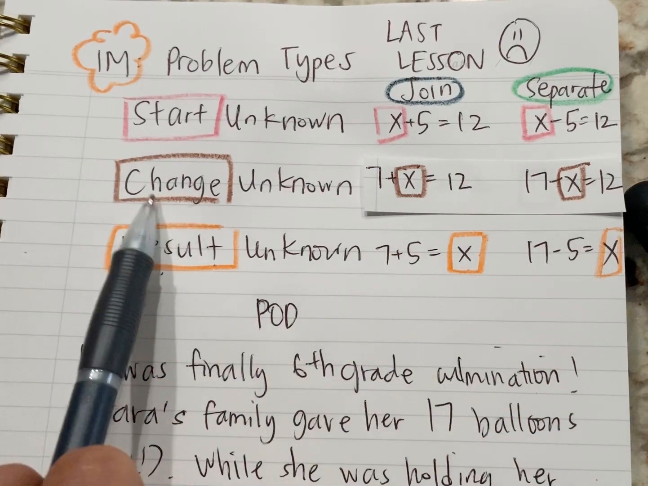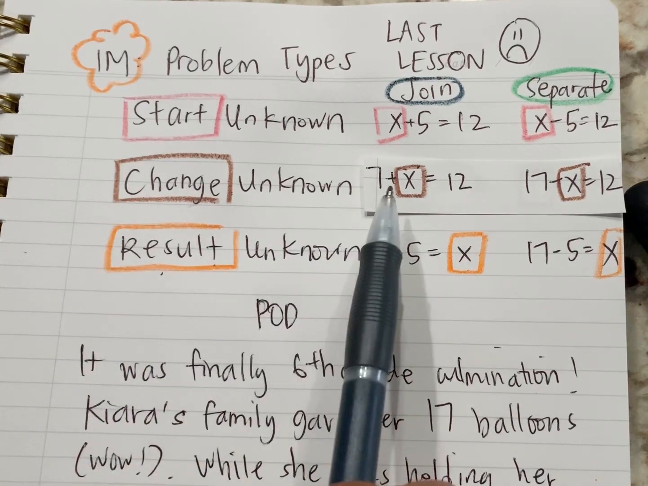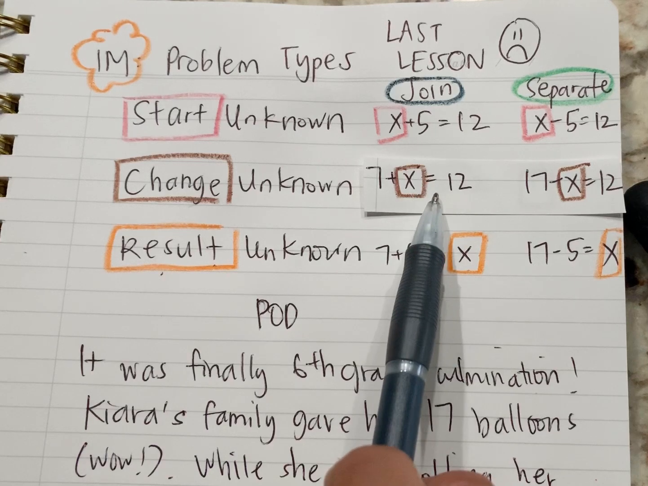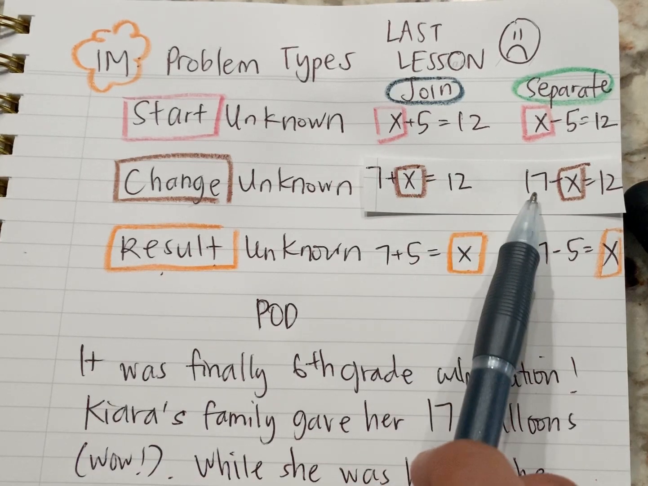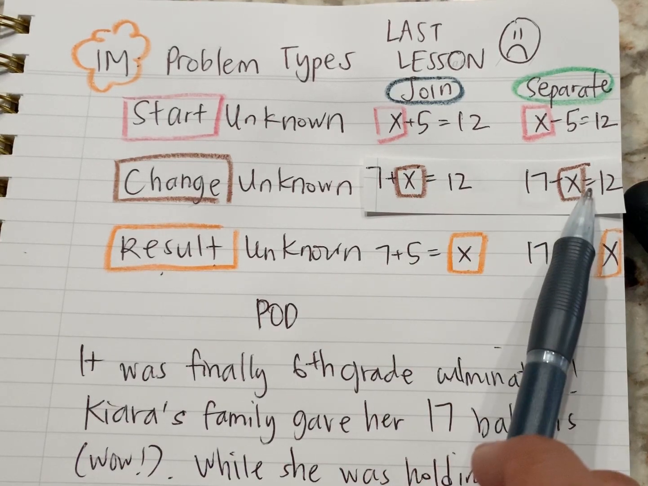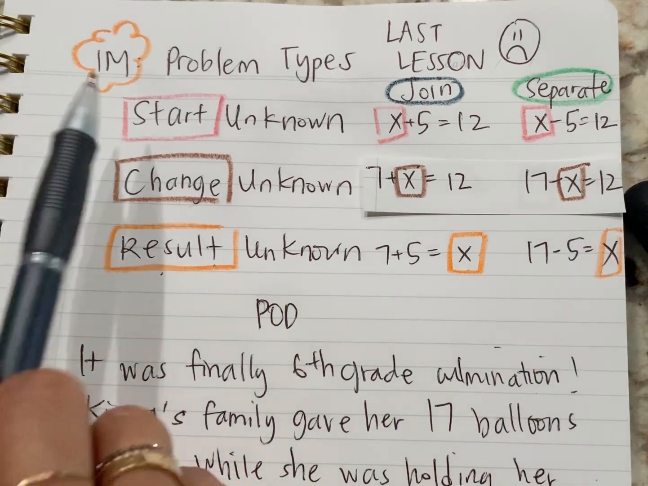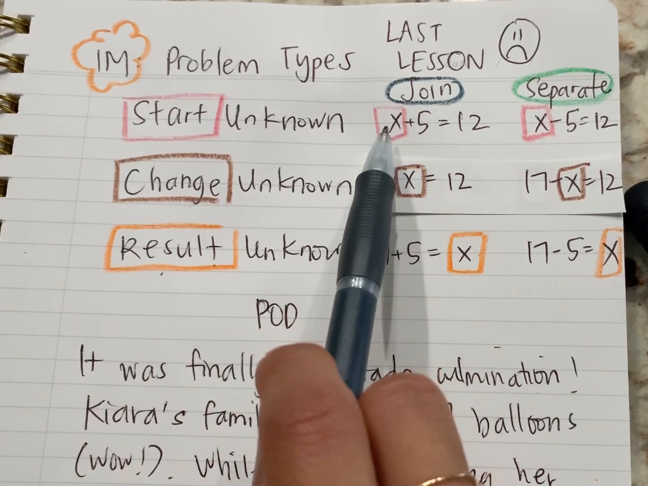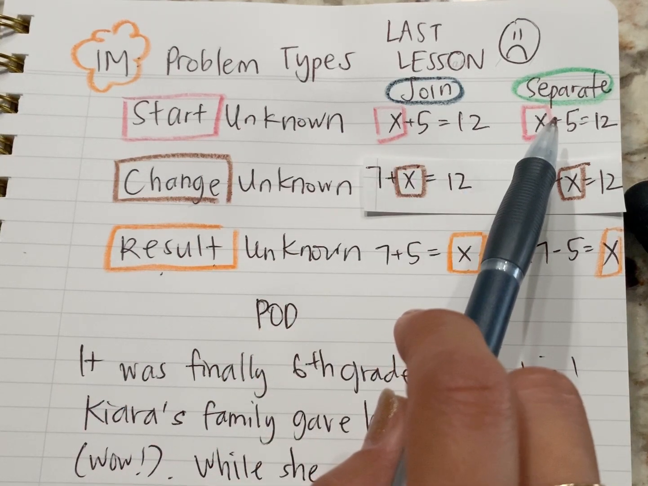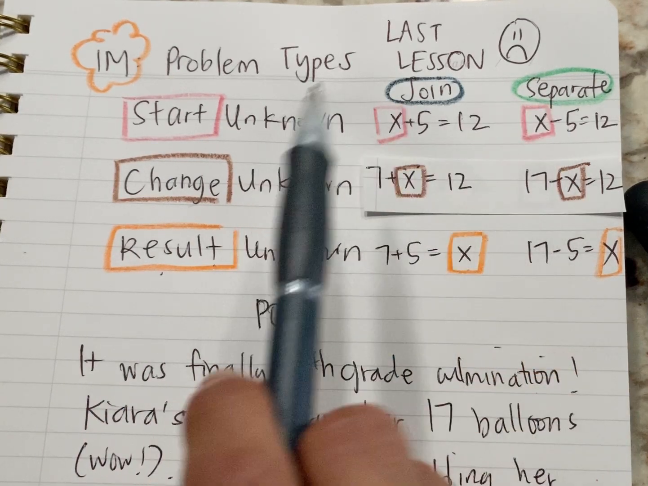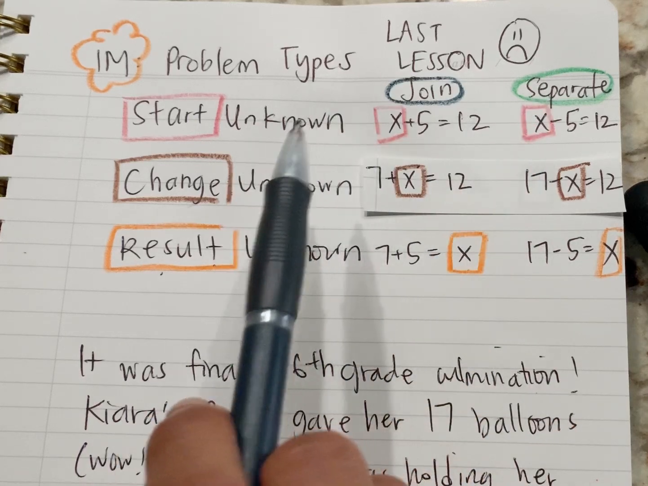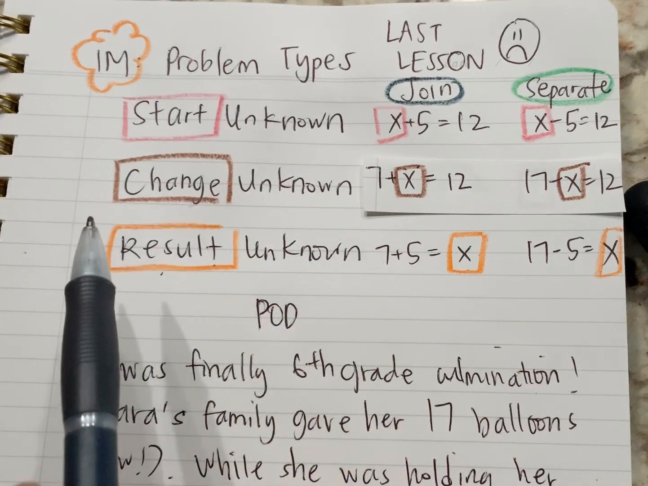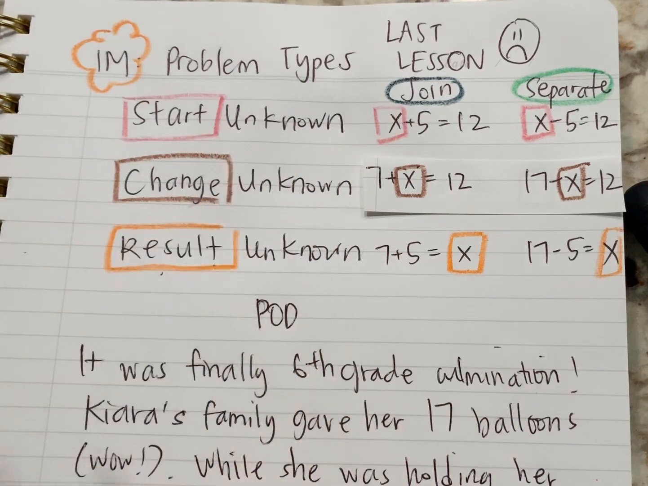The next one is change unknown. This one, join, says 7 plus x is equal to 12. Separate says 17 minus x is equal to 12. Start unknown is obvious as to why it's called start unknown. The beginning of the algebraic equation is missing, right? You don't know how much someone or something started with. Okay, I'm going to show you an example as we do our POD.